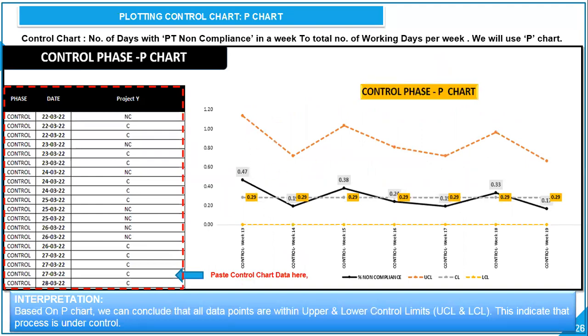So this is the snapshot of what we just did. And the interpretation or inferences, based on the P chart, we can conclude that all data points are within the upper control limit and lower control limit. This indicates that the process is under control. On that note, let's move to the next slide.